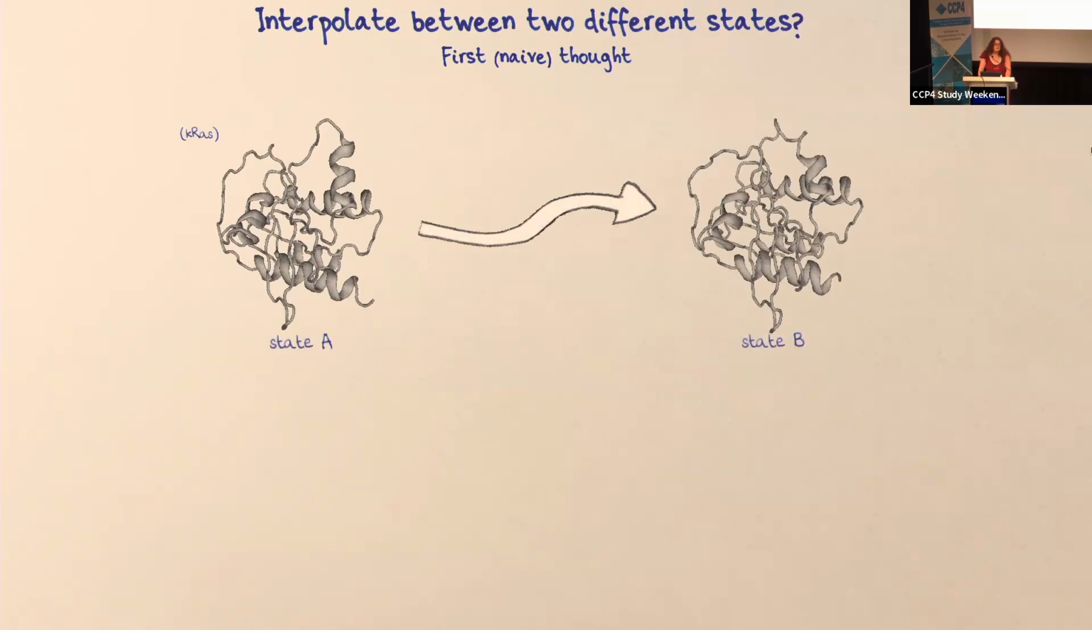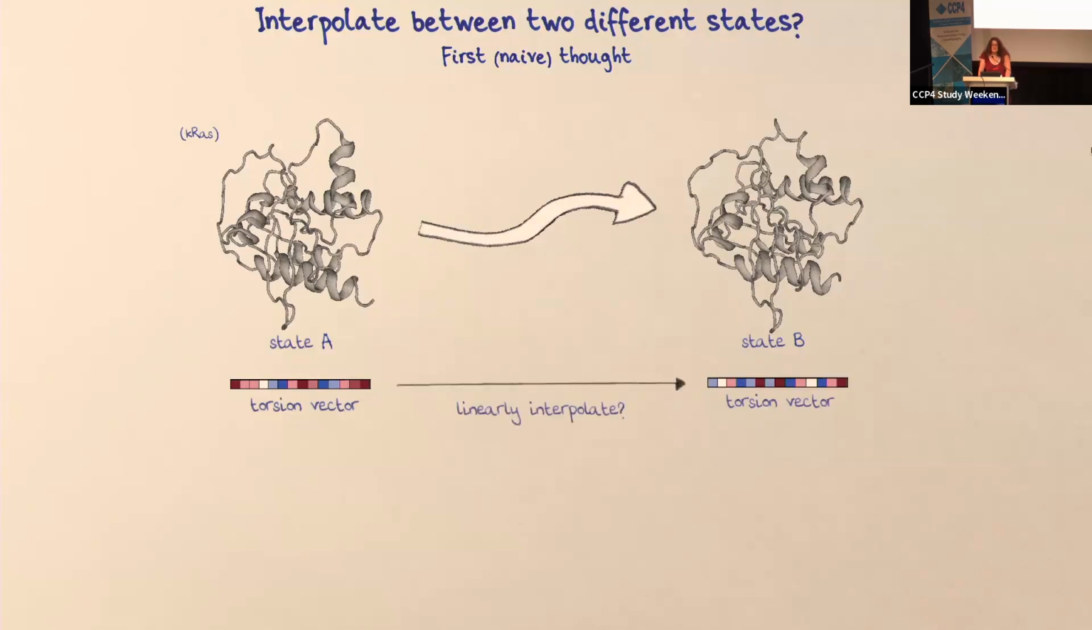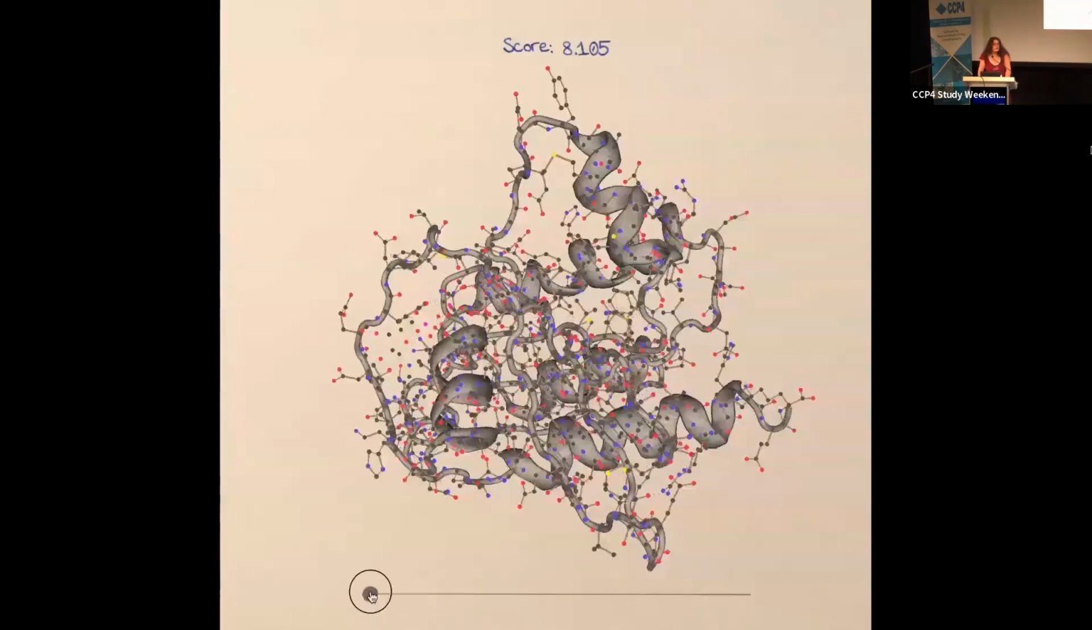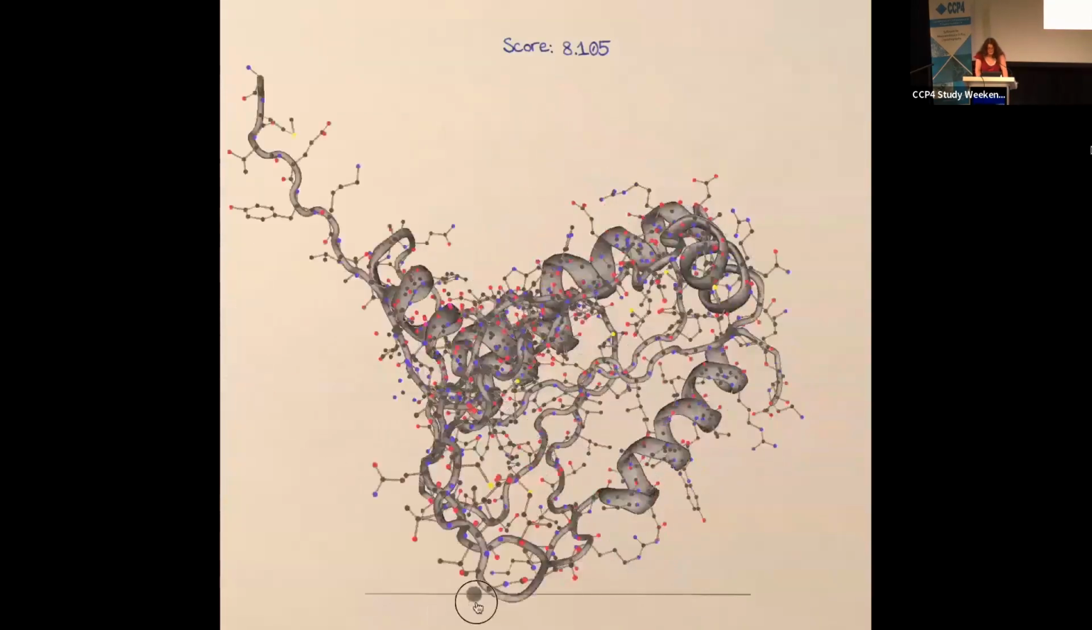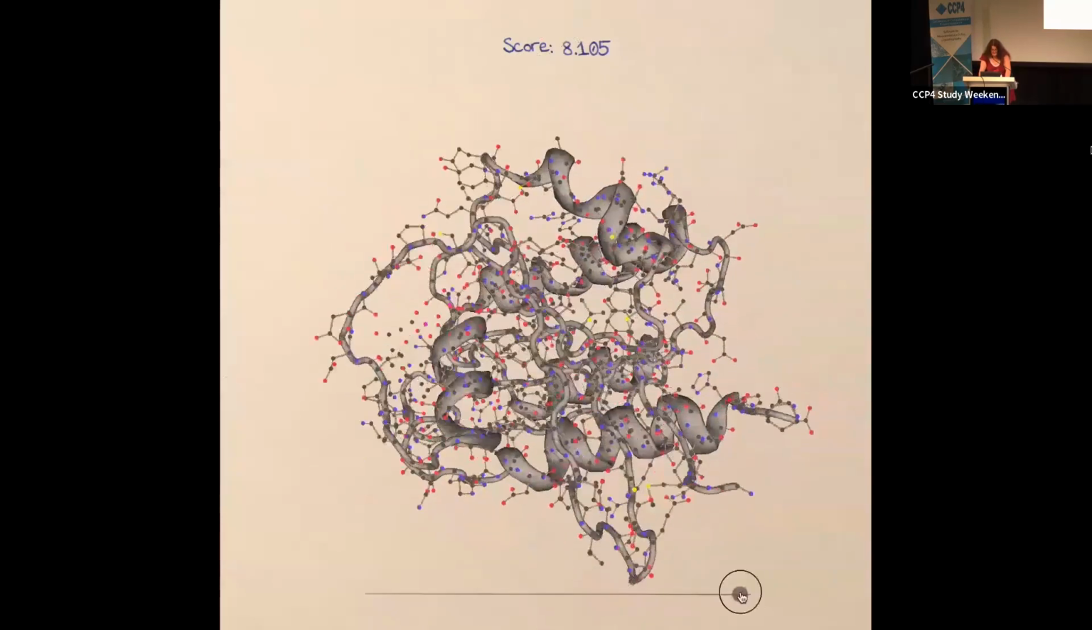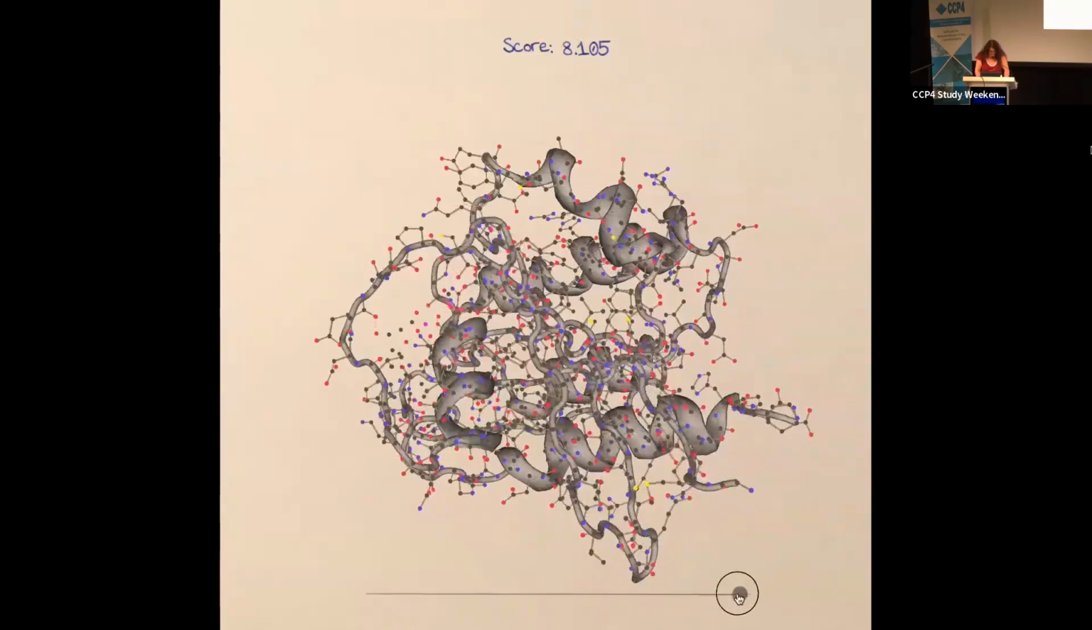And my first naive thought was, well, I have a torsion angle vector that corresponds to the conformation of state A, and I also have one for state B. So why don't we just linearly interpolate between state A and state B? No, that's not a good idea. I'll show you why. This is what happens to the protein. It performs a pirouette and does very, very silly things and violates all the laws of chemistry.